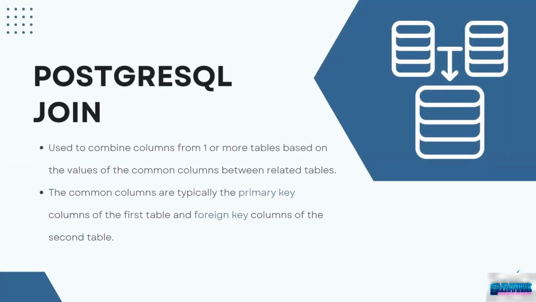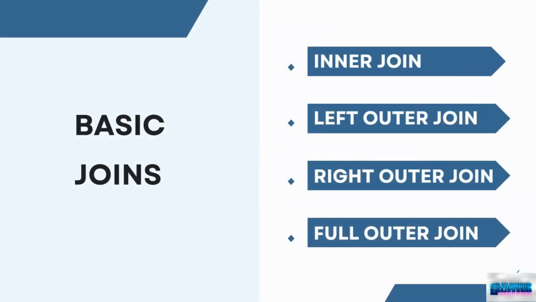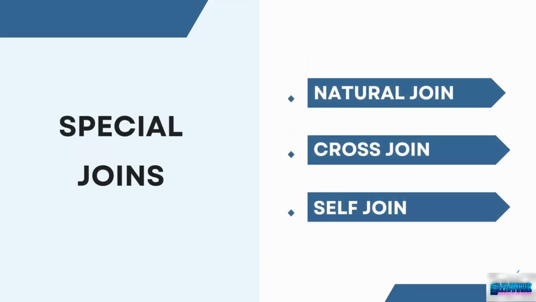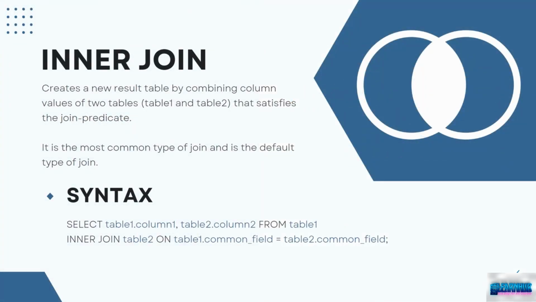PostgreSQL join is used to combine columns from one or more tables based on the values of the common columns between related tables. The common columns are typically the primary key columns of the first table and foreign key columns of the second table. PostgreSQL supports the basic types of joins, which are inner join, left outer join, right outer join, and full outer join. It also has special joins such as natural join, cross join, and self join. Let's start with the basic joins first.